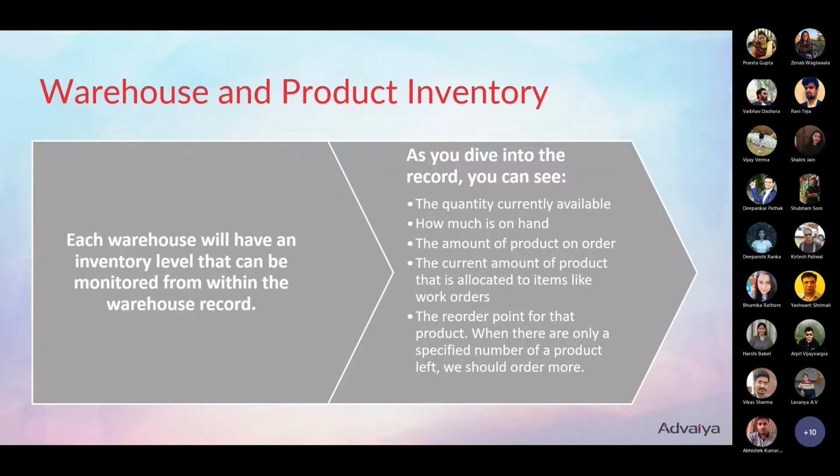And after that, to manage the product inventory with the warehouses, it is divided into records like quantity available, how much is on hand, the amount of products on order, the current amount of products that are allocated to items like work orders, and the reordering point. The reordering point defines when a PO order needs to be made, because the product is going out of stock, so you need to reorder the PO.